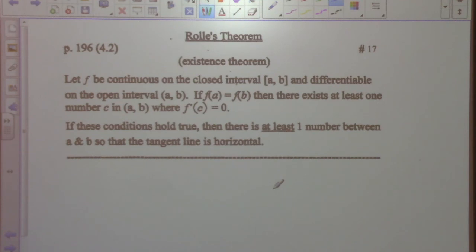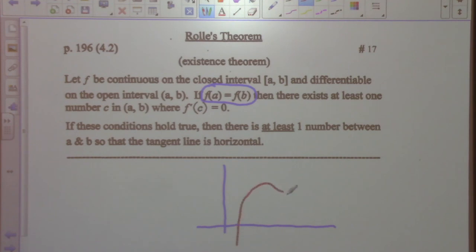Rolle's theorem. If you look at Rolle's theorem and look back at note card 16, do you see similarities? The continuous and differentiable. Yeah, continuous and differentiable. And what else? Okay, here's what Rolle's theorem is. You have to have f of a equal to f of b. And if f of a equals f of b, then you have a point.